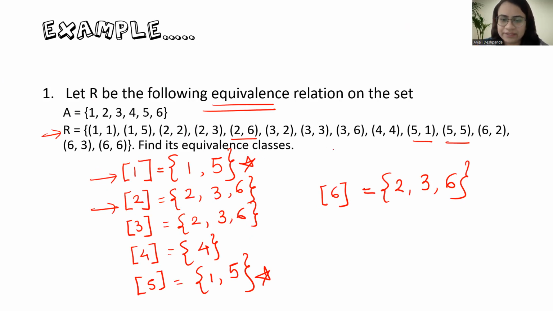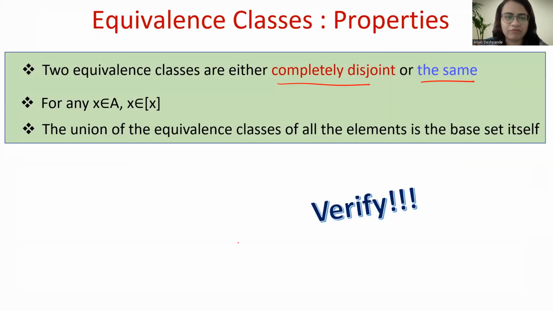Similarly, you can consider 3 and 6. They are the same. 6 and 2, they are the same. 4 and 6, they are not the same. So you can verify this property yourself. Second is that for any x which is an element of the base set, x will be an element in its equivalence class. And third is that the union of the equivalence classes of all elements is the base set itself. You can verify these properties on your own considering the previous example.